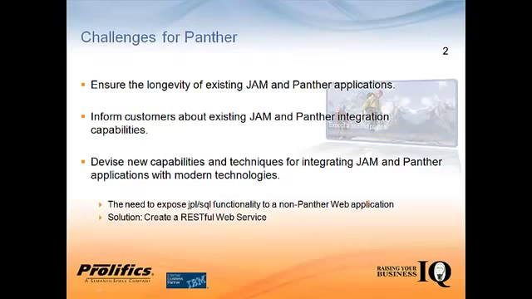If you already have a Jam or Panther application, you may want to expose some of its functionality to a non-Panther web application. For example, you might use a Panther application's JPL procedure that searches for a part or other item in your inventory. You can expose this functionality as a RESTful web service that can be seamlessly integrated into your non-Panther web application for processing orders. I'm going to show you how you can do that.